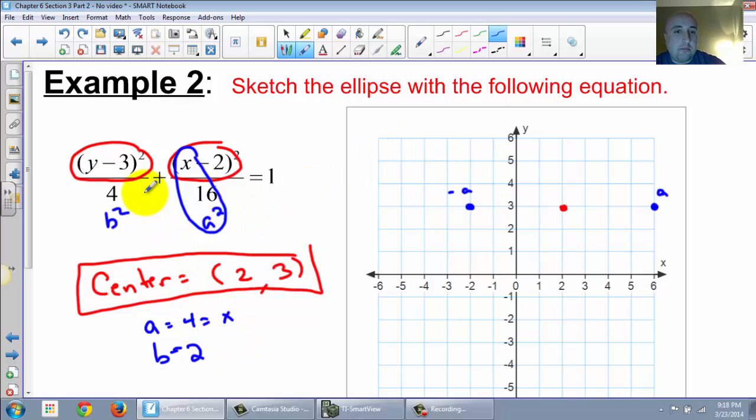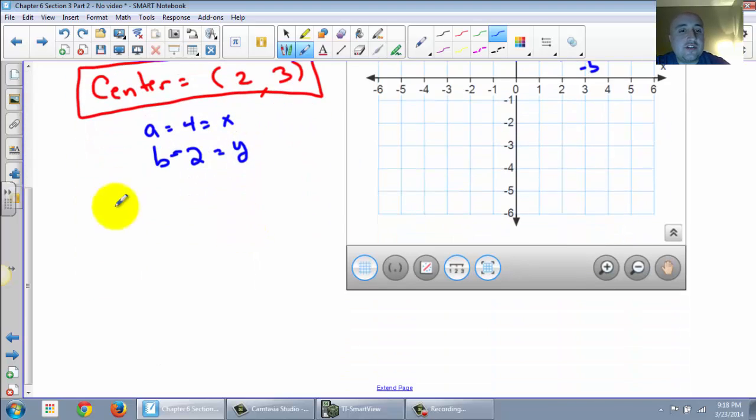And let's see here. B is underneath the y, so b is going to go on the y-axis. B is 2, so I'm going to go up 2, 1, 2, from our center, and down 2. Okay, so there's our positive b, and there's our negative. Now, b doesn't necessarily have to be below the x-axis to be negative. This is just our b that is going down. Okay. Now, last thing we need to do is find our c.